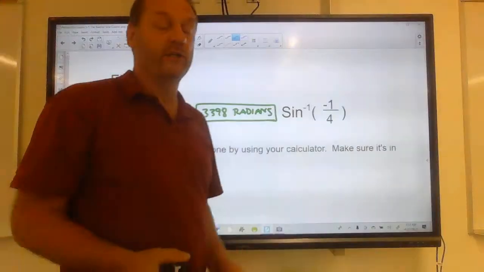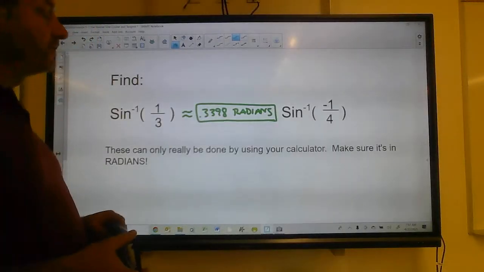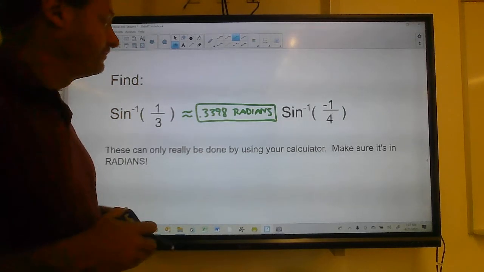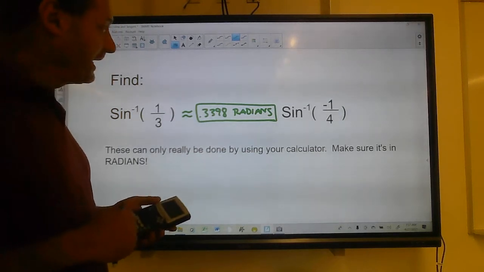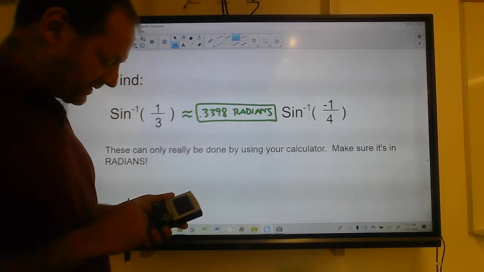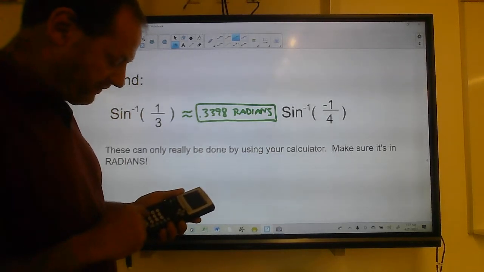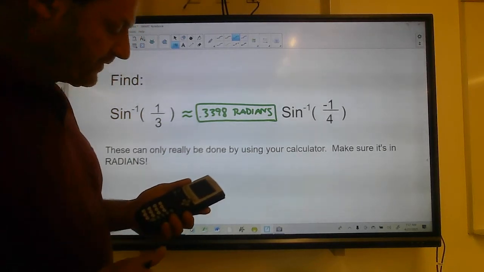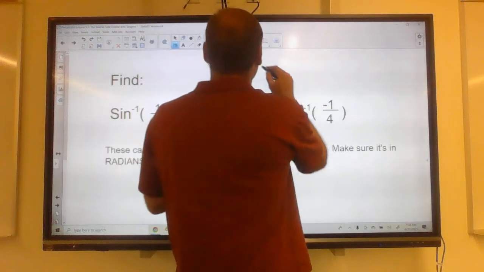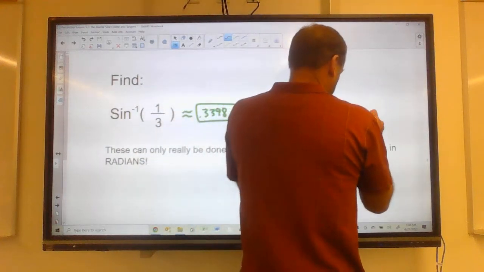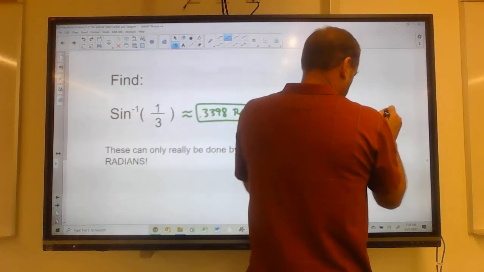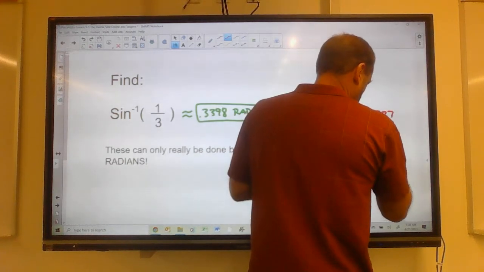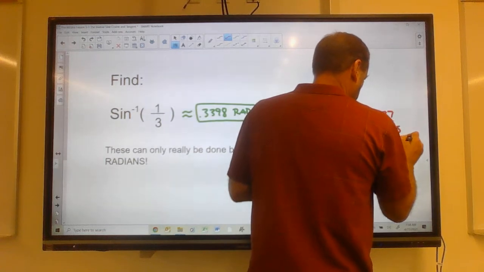I'll give you a second to do this one on your own, and then you can pause the video here and jump back on and make sure you get the right answer. Arc sine of negative 1/4: I'm going to go second sine, negative, and I can use 0.25. I'm going to get approximately negative 0.2527 radians. I would like to go out to 4 decimal places.